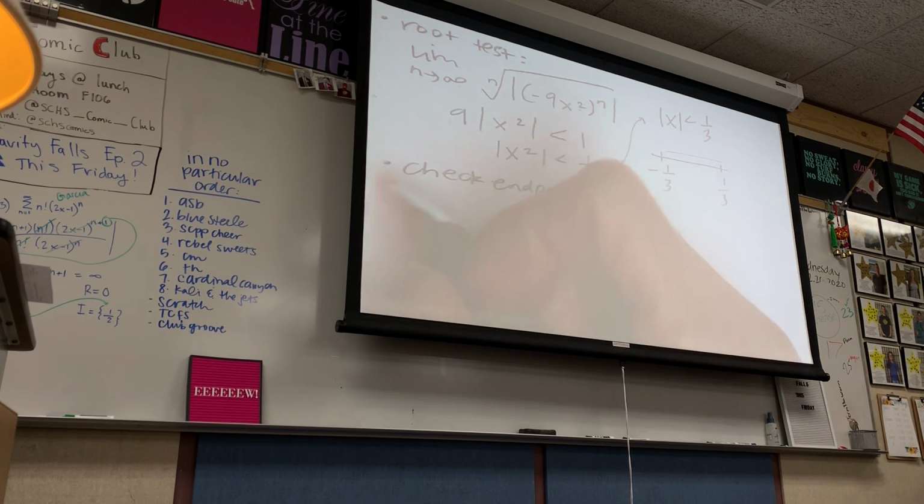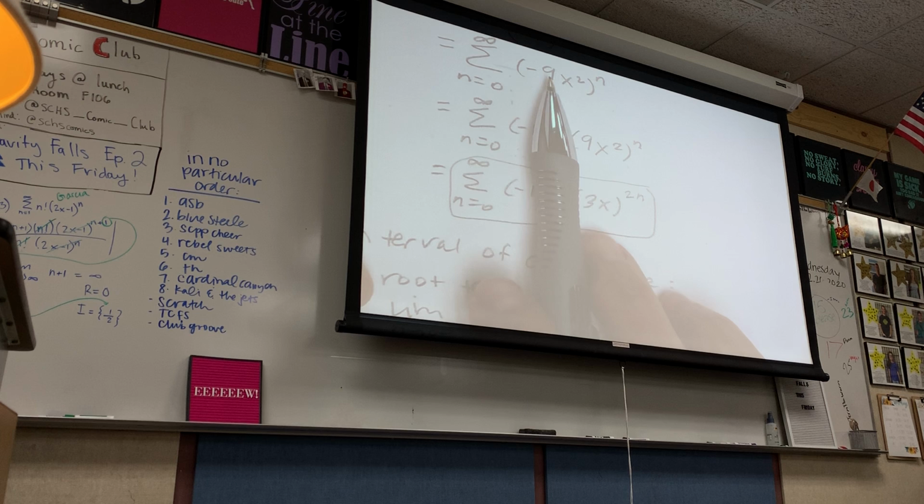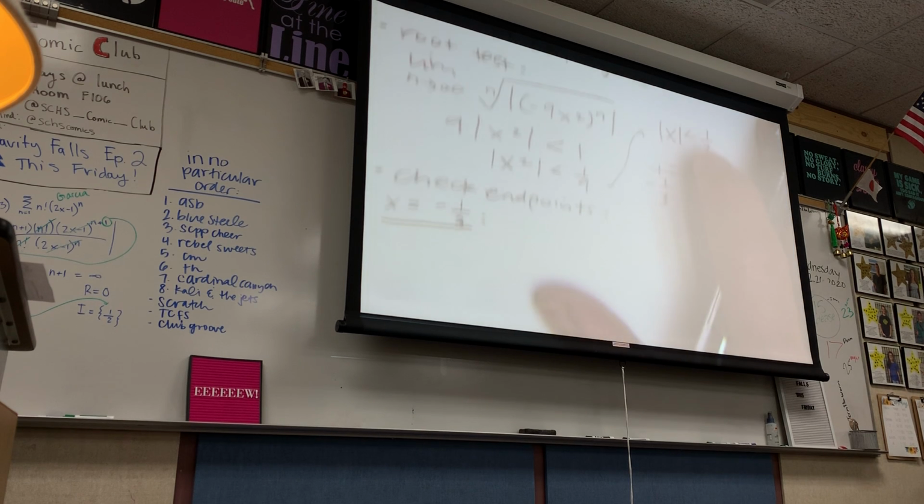Again, you can take your endpoints and plug them in to this series. You could use this format, or this one's going to be really convenient right here, because when we plug in negative 1/3 for x, remember you're always plugging in for x. So negative 1/3 squared makes what? 9. 1/9. Good. The 9's cancel, and what's left? Negative 1. Good.